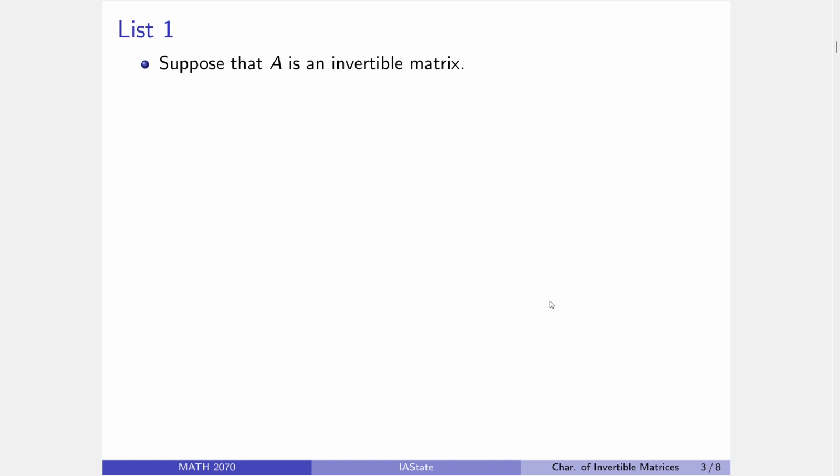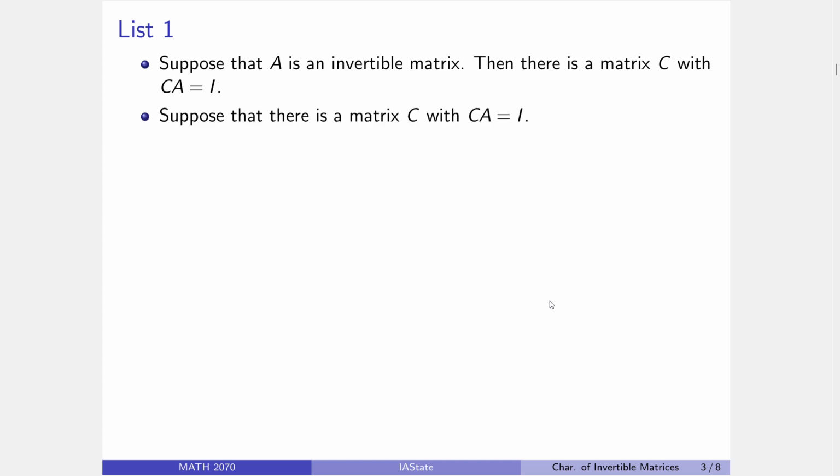All right. So here's our first list. Suppose that we have an invertible matrix. That means that there is a matrix so that when I multiply on the left, I get the identity matrix. Now, remember, the definition for invertible required multiplication on both sides. We're about to see we only need one. All right, so that's true. Now, what can we do with this?